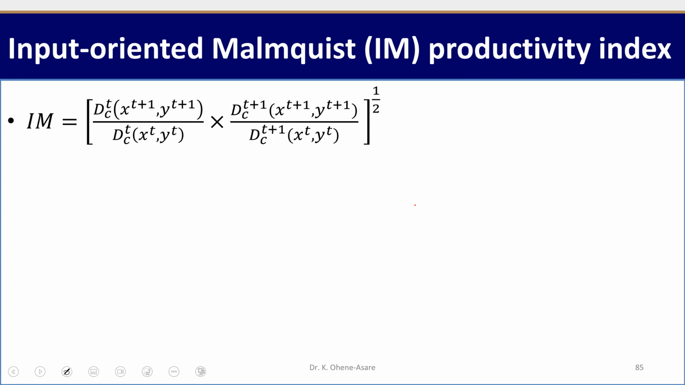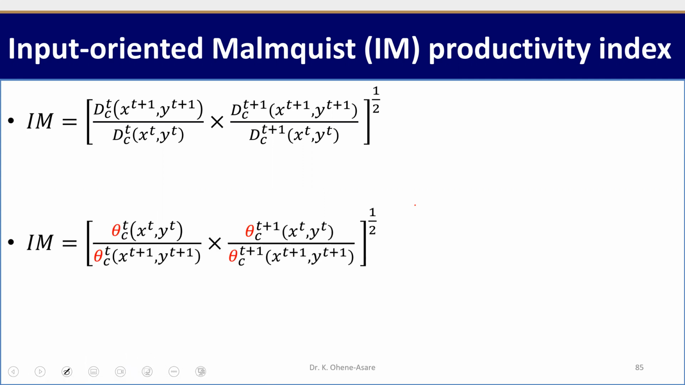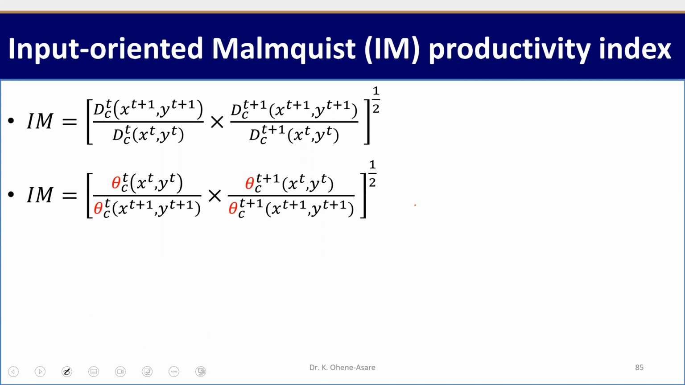What is the input-oriented Malmquist Index? Well, that's what you have here, but it's different from the one year. It's not different, but it's a reciprocal of the efficiency score. So what you are seeing here are the distance functions. The distance function D, and its reciprocal is the efficiency scores. So what you see theta here is technical efficiency.